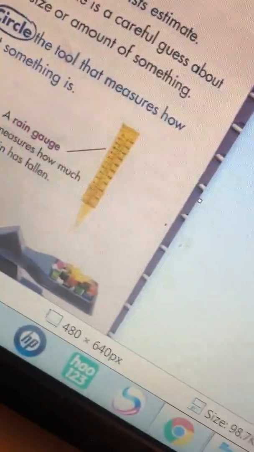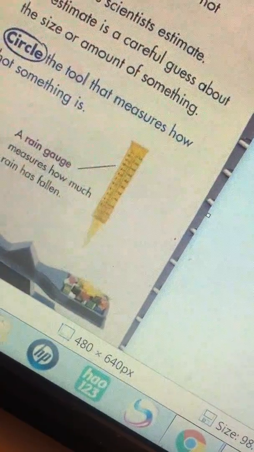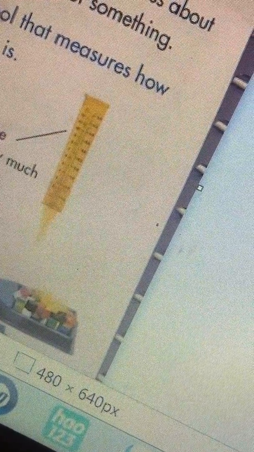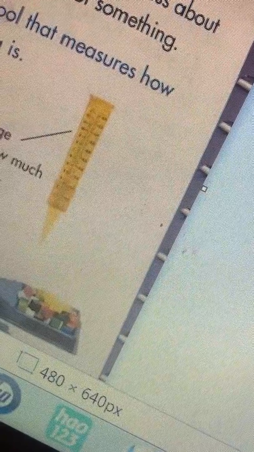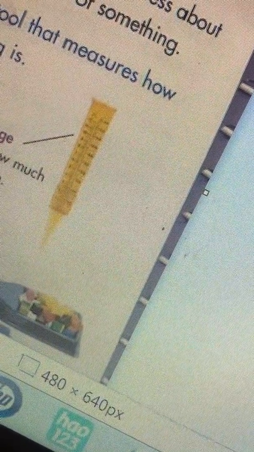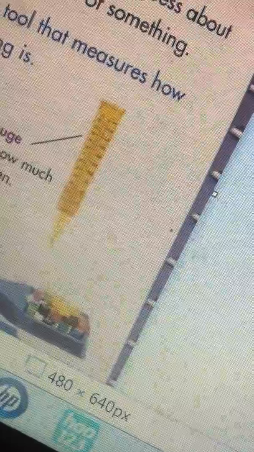Okay, the second tool is a rain gauge. A rain gauge has this shape. A rain gauge is a tool to measure how much rain has fallen today. Scientists use it to learn or to measure, so it is a measuring tool.